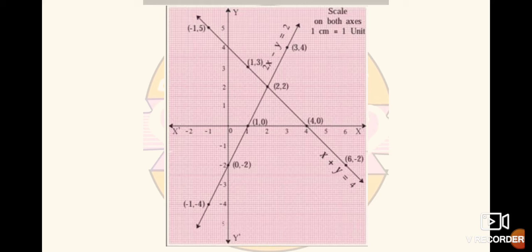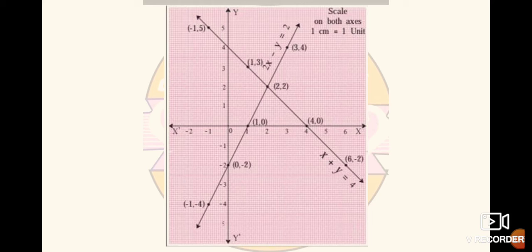Now see, the horizontal axis of the graph is called the x-axis. So on the horizontal line you have to mark x, and to the left-hand side you have to mark x dash. Now the vertical axis, that is the vertical line of the graph, is called the y-axis, and downside you have to label it y dash, y and y dash.